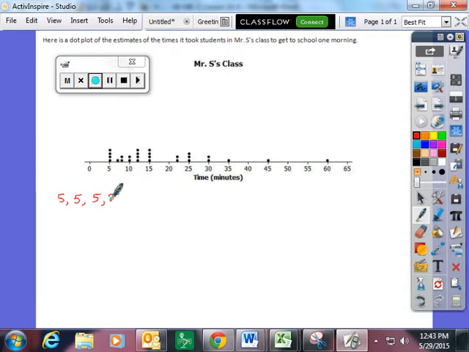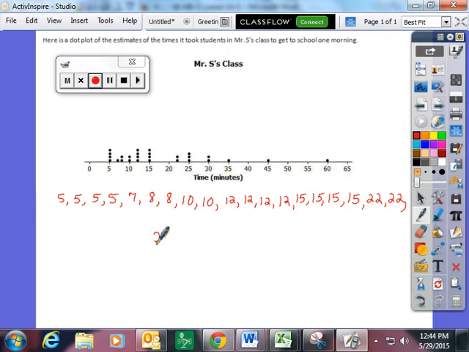So I am going to list out all of the data points. Sometimes you might run into not having enough room on your page, so I just extend it down. Okay, now the data is ordered from least to greatest. It does take a lot of time.